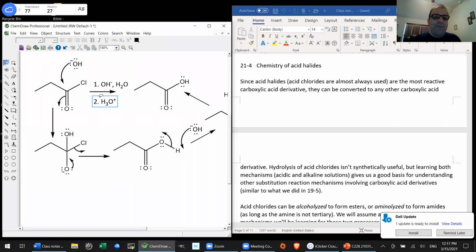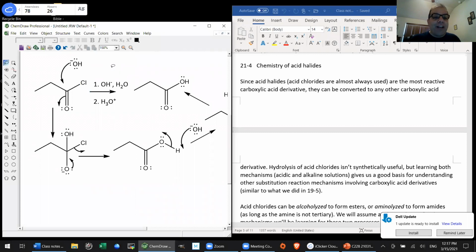And once again, I'm just using this particular acid chloride as an example. I could have picked any acid chloride. But since we're under alkaline conditions, we're going to treat this with aqueous hydroxide, and that could be sodium hydroxide or potassium hydroxide, of course. The alkali metal ion is not going to participate in the mechanism. There's no way you can draw arrows that include alkali metal ions.